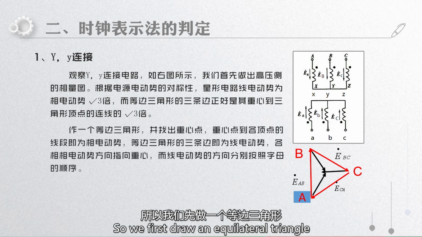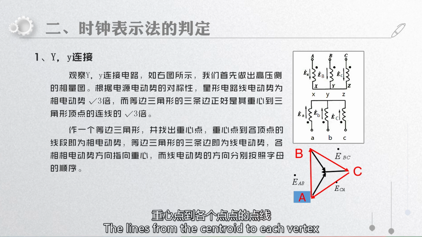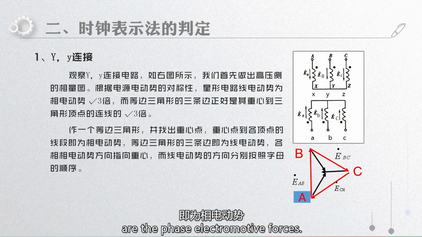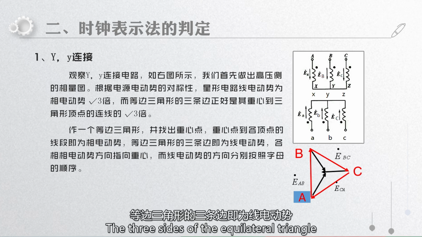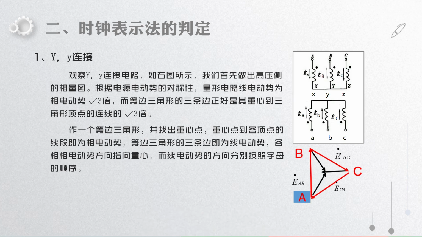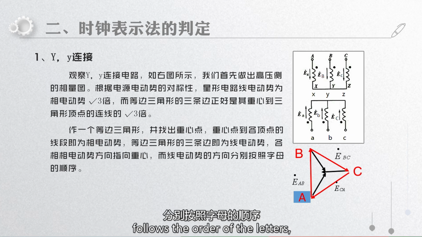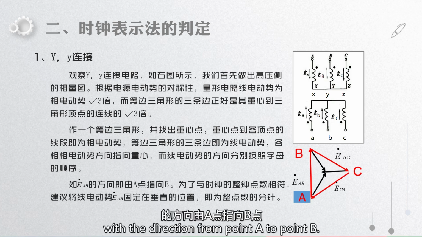So, we first draw an equilateral triangle and find the centroid of the triangle. The lines from the centroid to each vertex are the phase electromotive forces. The three sides of the equilateral triangle are the line electromotive forces. The direction of each phase electromotive force points to the centroid. The direction of the line electromotive force follows the order of the letters, such as EAB, with the direction from point A to point B.